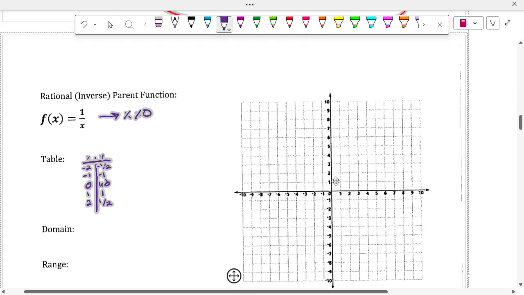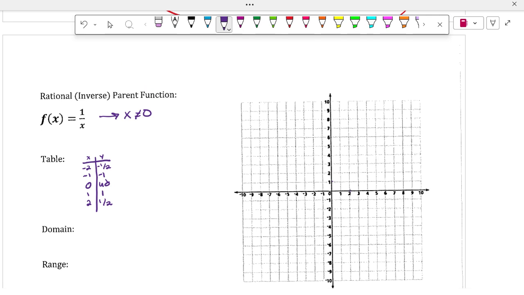So if I graph these points, I have 2, 1/2, and 1, 1. And then I have -1, -1, and -2, -1/2. The graph looks like this.